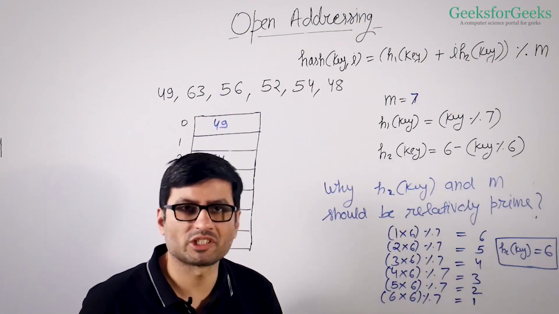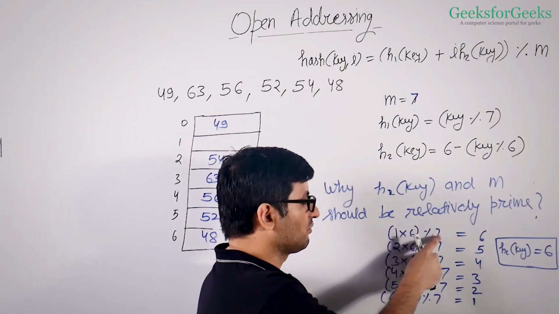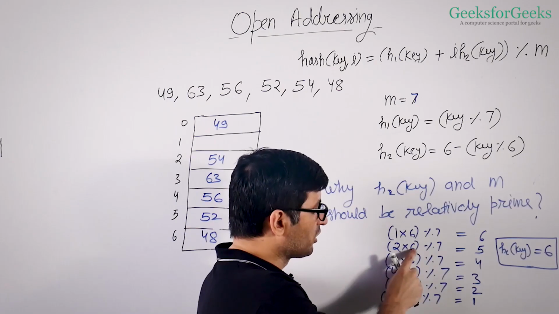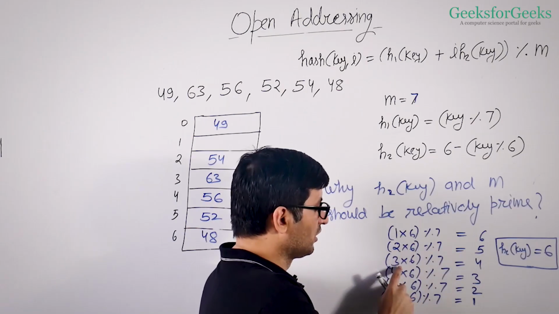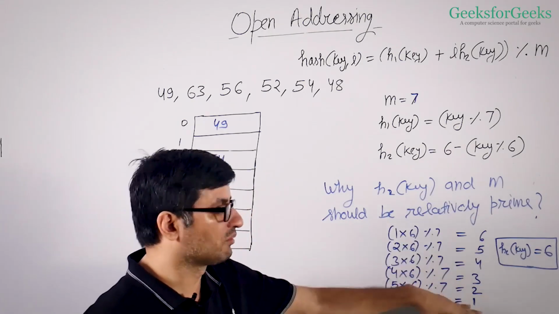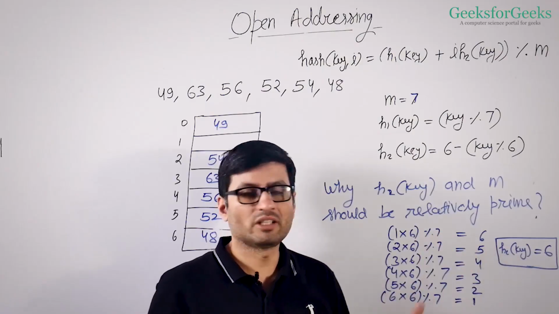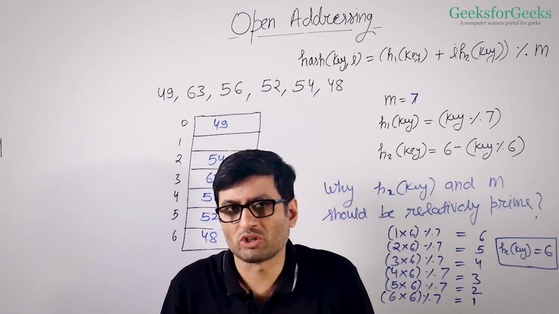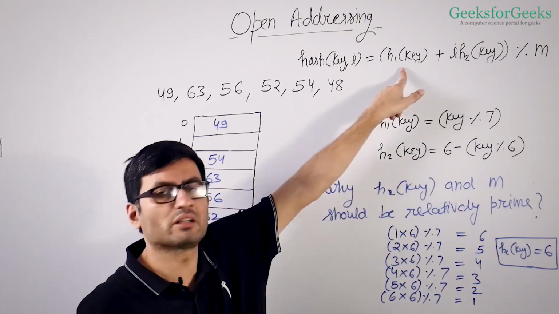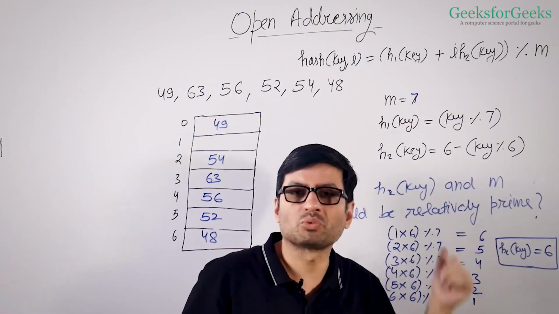You can try more examples. For example, if you try 4, what will you get? 4 into 1 modulo 7, 4. 2 into 4 modulo 7, 1. 3 into 4 modulo 7, 5. And if you keep doing, you will get all the numbers from 1 to 6. And if your table size is 7, then 6 are the total remaining slots, because the first slot you already tried and this was occupied. That is why you are following this probing sequence.